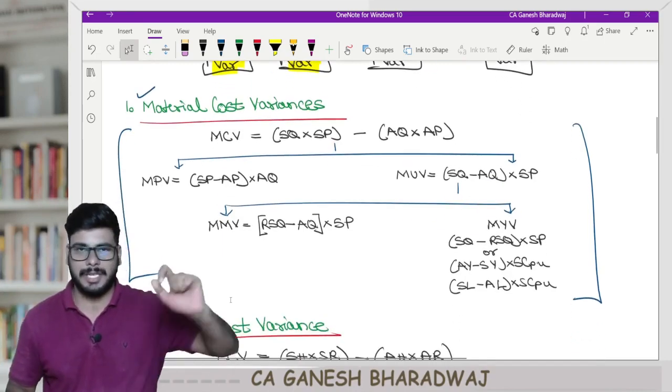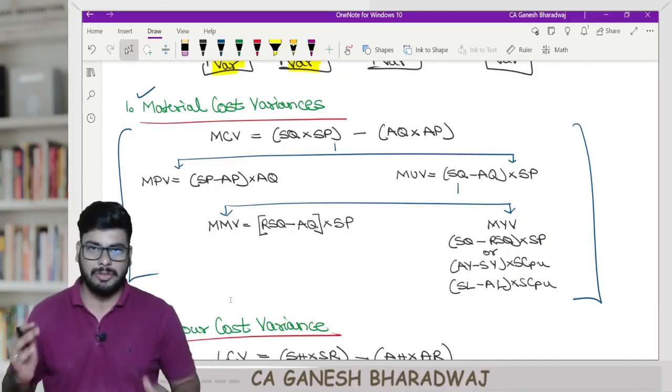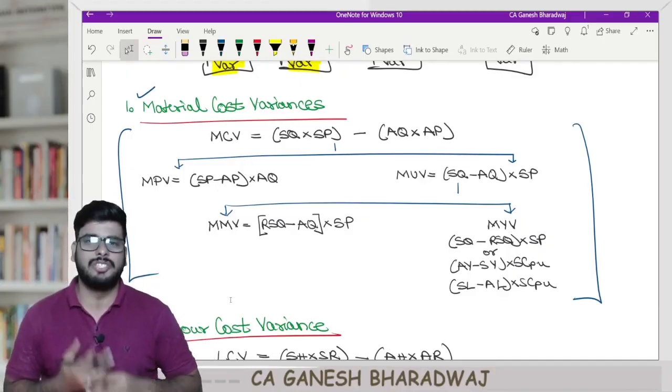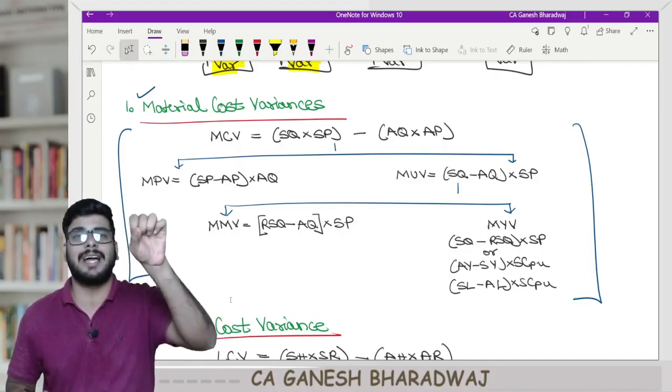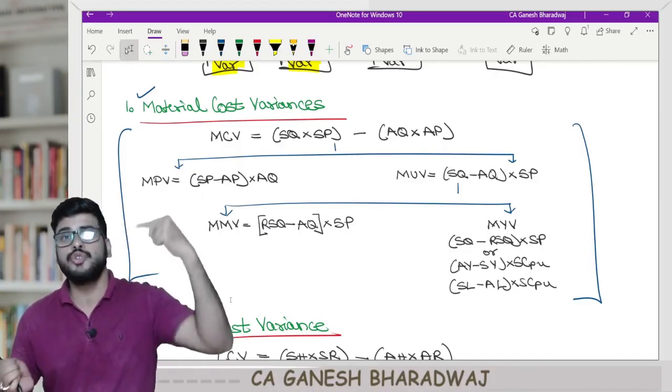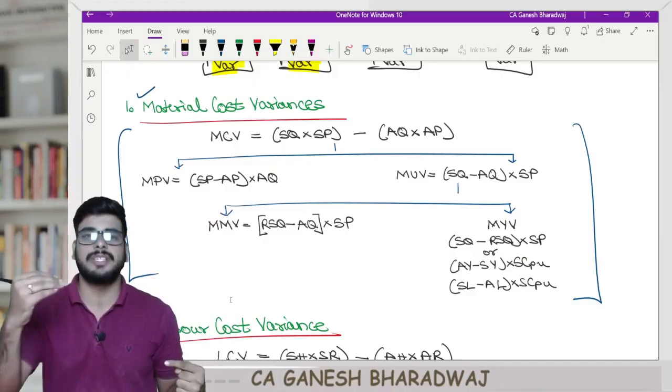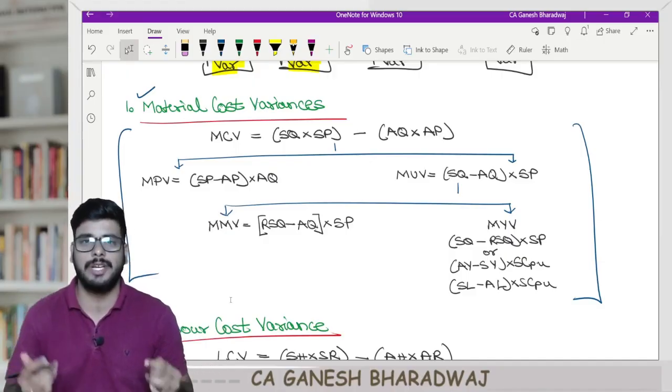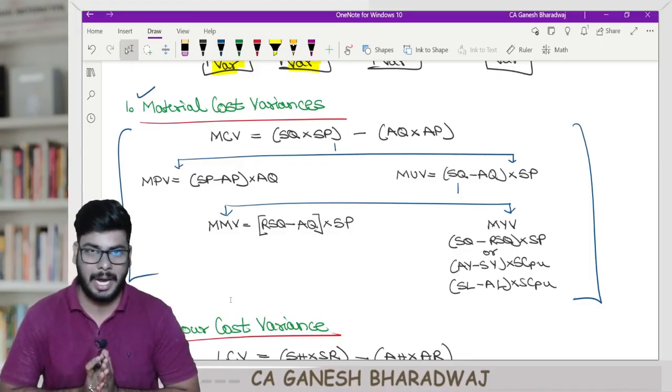Material cost variance. Now by the way, guys, we all know all the cost side variances. So what is basically the variance? The standard cost minus actual cost. Basically what? The cost that you should have incurred versus the cost that you have actually incurred. Only that we can compare. Are you clear with this?